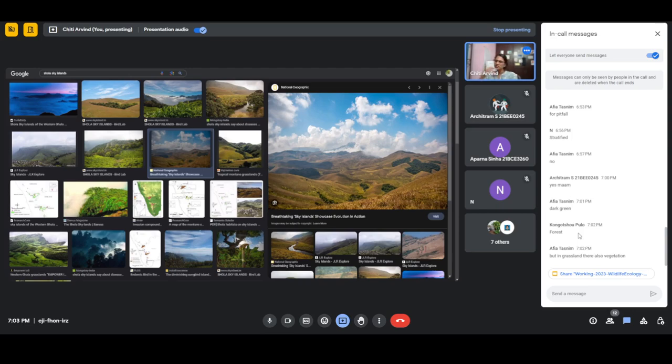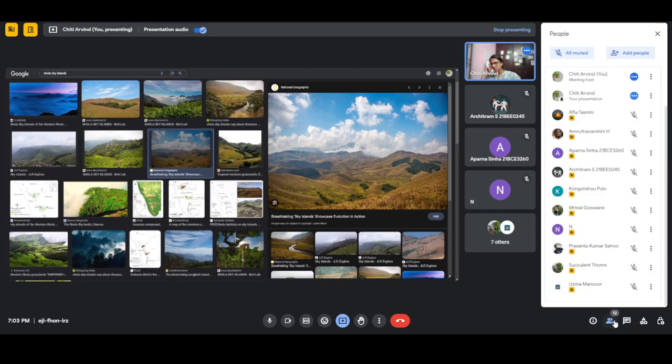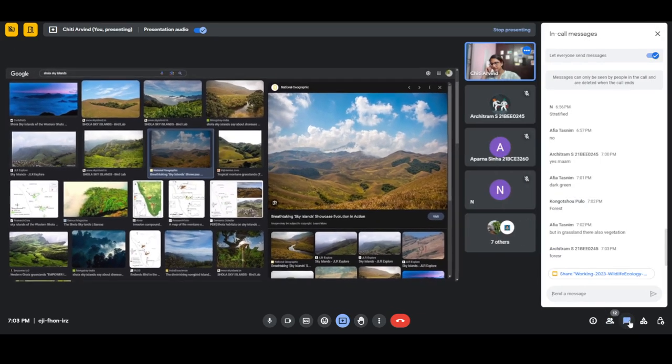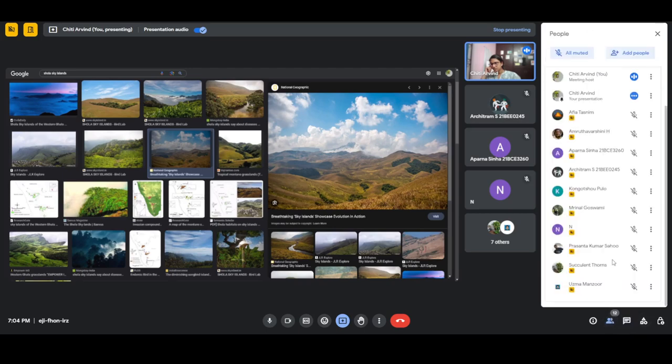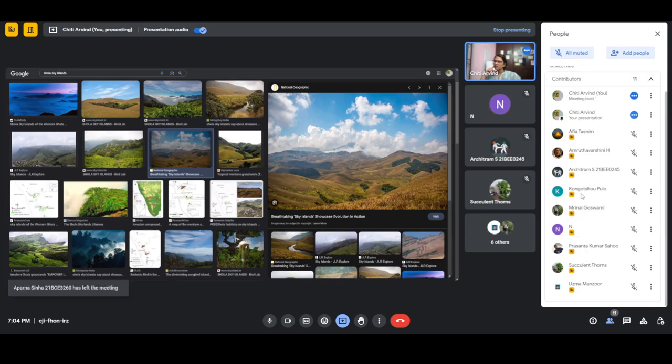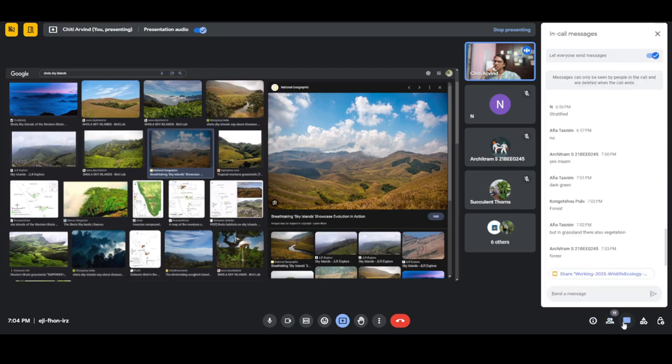Come on, just pick something. Okay, forest. Others? Come on, we need to have some more interactions. Who has not put in their answers? Uzma, Prashanta, Mrinal, Amrita. What do you all feel?